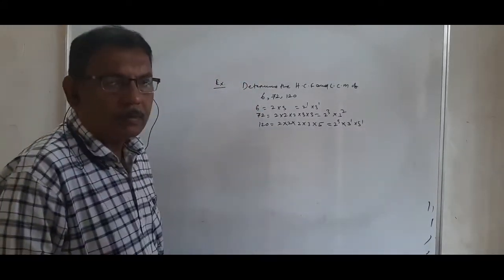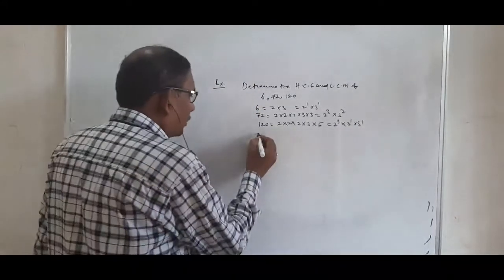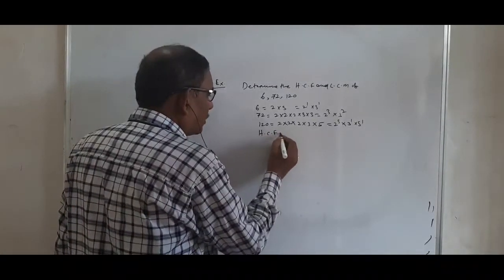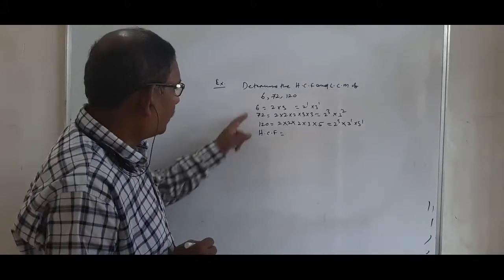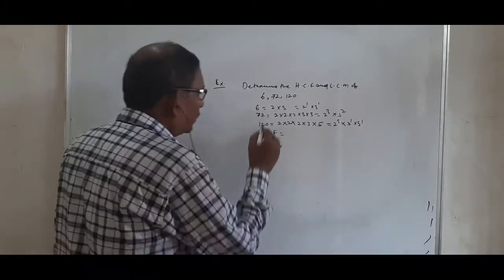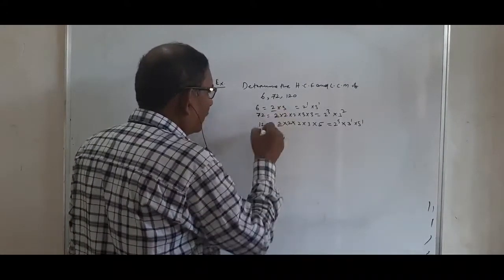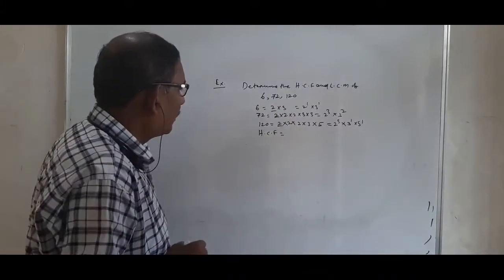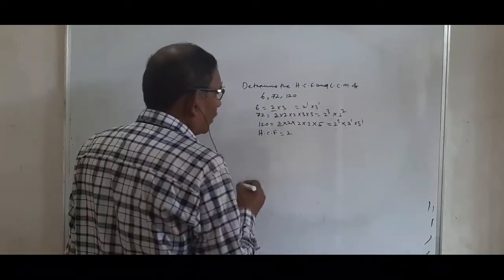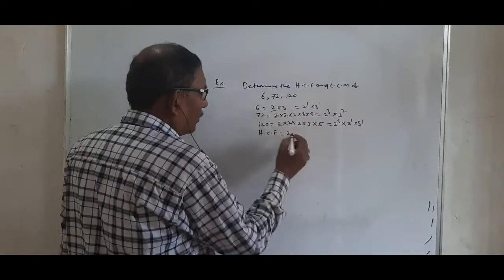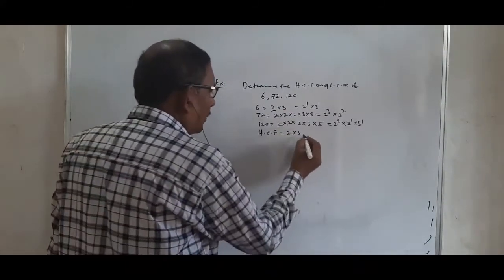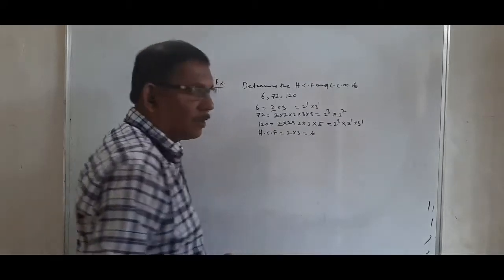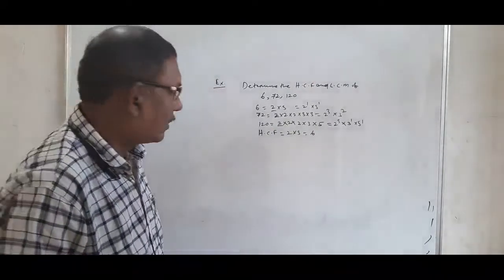Now how to find the HCF? Look here. Highest common factor: we take the common factors of the three numbers. 2 is present in every number, so you take 2. Now 3. Okay. So 6 is your highest common factor.